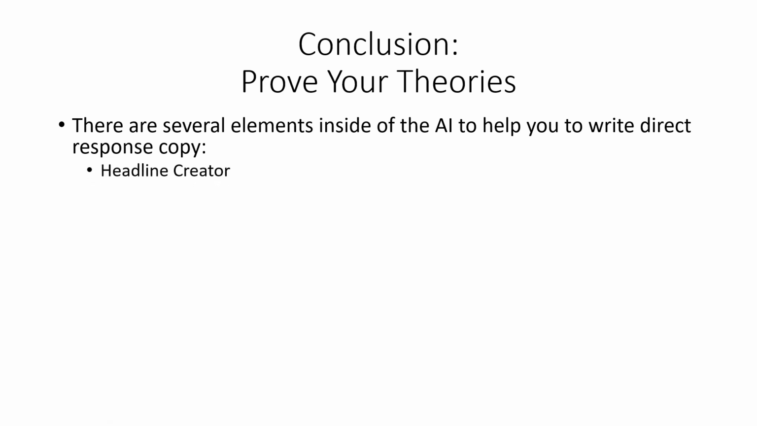Now, there are some elements inside of Jasper to help you write direct response copy. There's a headline creator, which you can use to get the right headline for your sales page, your sales letter, and your emails. You want to use this, especially if you've already gone to the top of the process and created this unique content that you're going to be giving to your customer. Jasper has a bullet creator, so the kind of bullets that are going to go onto your sales page, you can do that inside of Jasper. And also a testimonial starter.